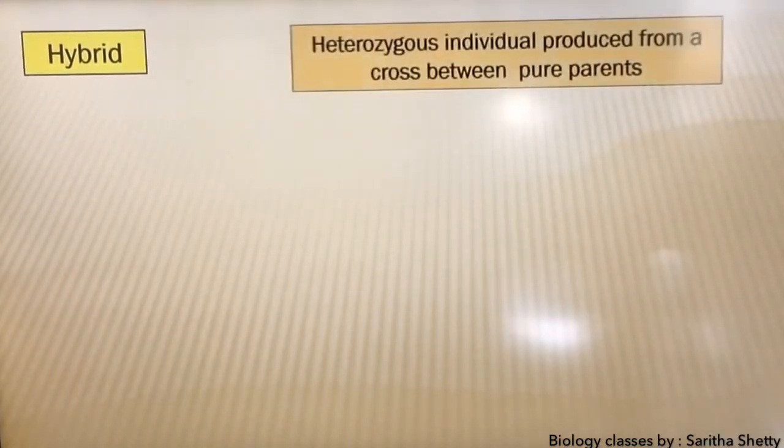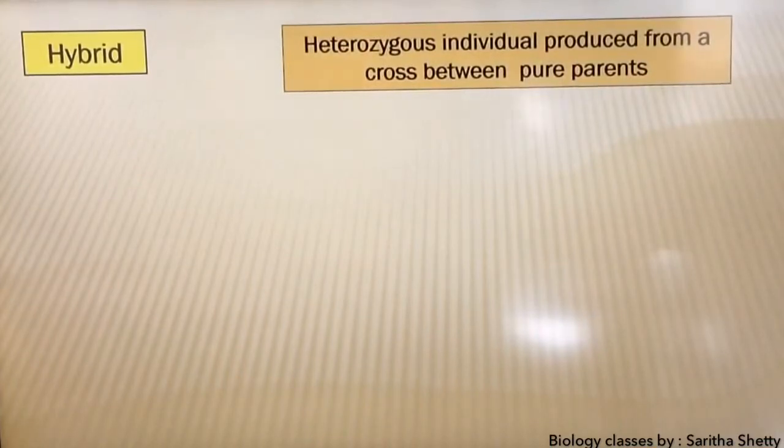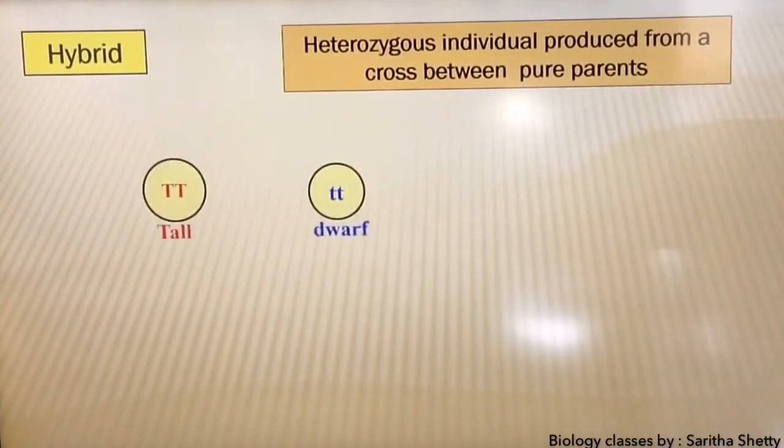Then we move on to hybrid. Heterozygous individuals produced from a cross between two pure parents is what we term as a hybrid. Observe the sequence, students. We have a tall plant and a dwarf plant. The genotype of the tall plant is capital T, whereas the genotype of the dwarf plant is small t, so they are pure line.